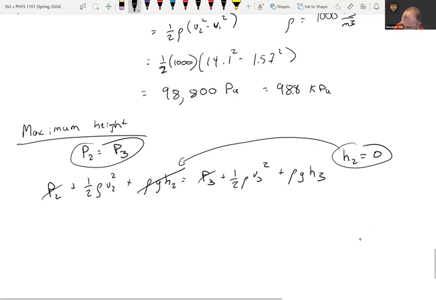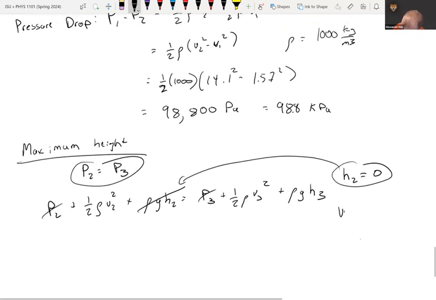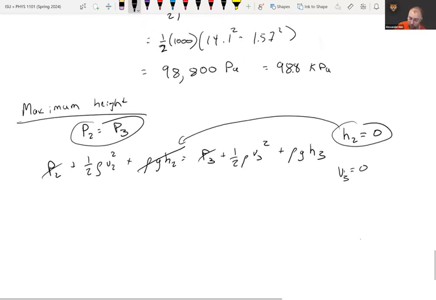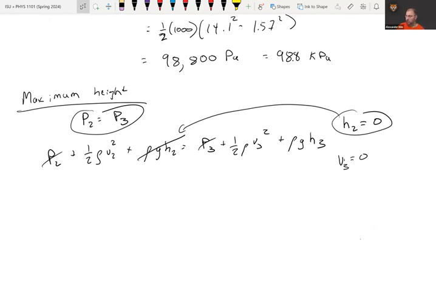Now, the last thing we can do is we can also say V3 equals 0. Why? Well, this goes back to kinematics. Once this fluid stream leaves, it's going to go up, slow down, slow down, slow down, until it gets to the top, and then starts coming back down. At the top of that arc, its velocity is equal to zero, just like a projectile. At the maximum height, the velocity is equal to zero.